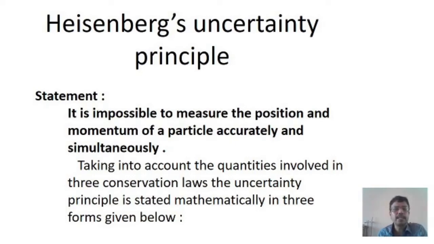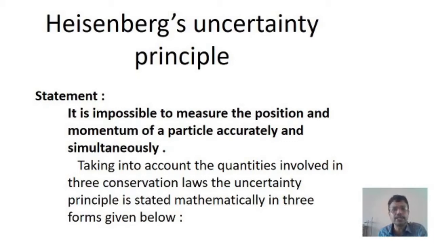Using this idea, Heisenberg gave a relation as well as a statement that is called the Heisenberg uncertainty principle. The statement is: it is impossible to measure the position and momentum of a particle precisely and simultaneously. If the position is measured exactly, the momentum is not measured exactly. There is an uncertainty in the measurement of position and momentum.